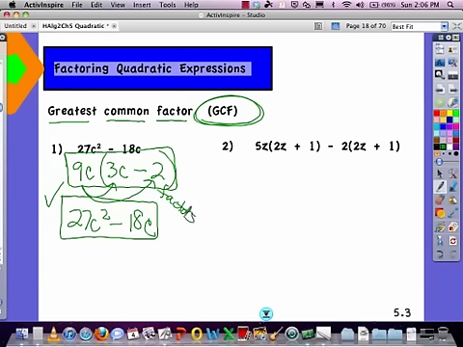So what are your factors here? 9c times 3c minus 2. Those are the two things that multiply to give us 27c squared minus 18c. Again, that's called greatest common factor.